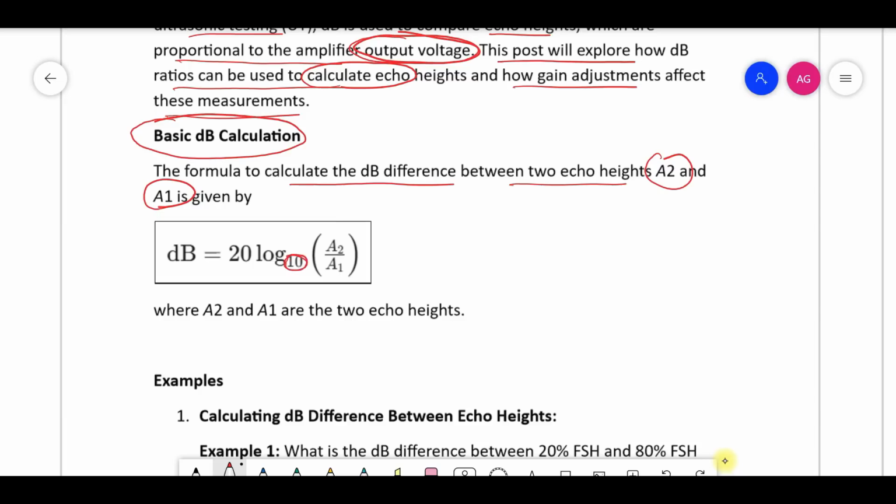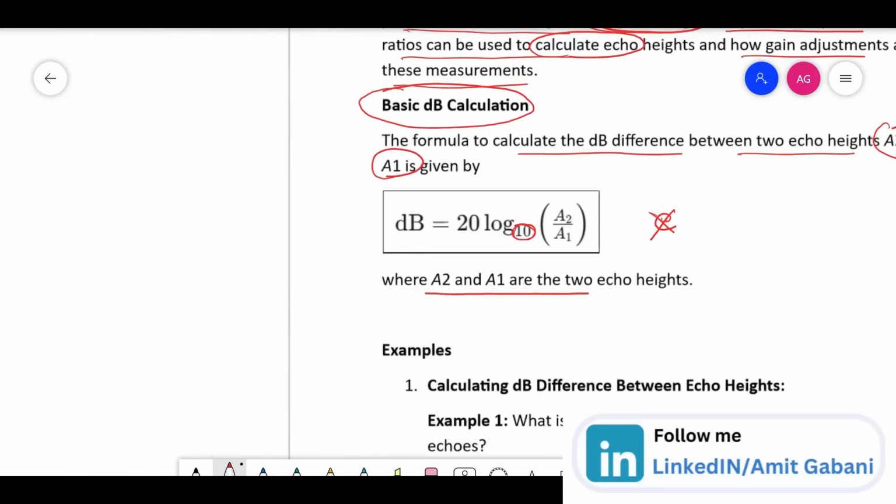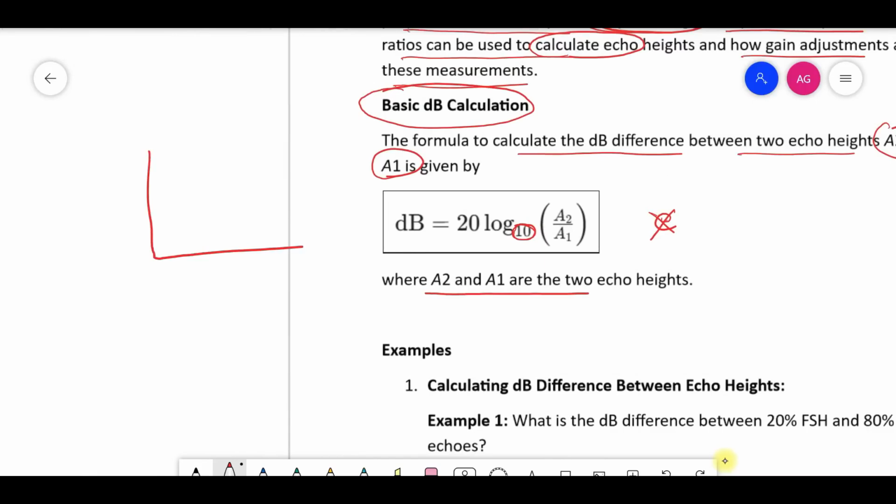The base in any mathematical calculation can be 10 or it can also be e, but in our case, remember that the base here is 10, and A2 and A1 are the heights of two echoes. Suppose you see an echo on the screen, not two, but the same echo. Suppose the height of the first echo was A1, and later you increased the dB for that same echo and it became A2.